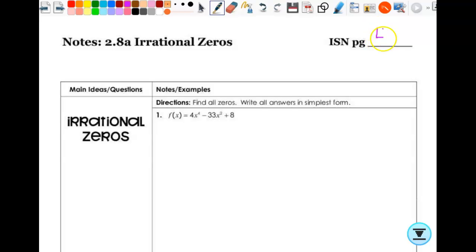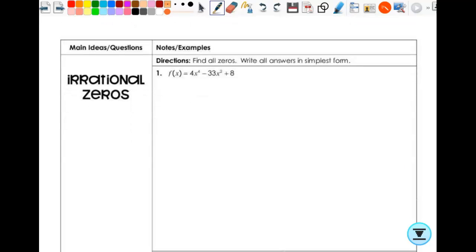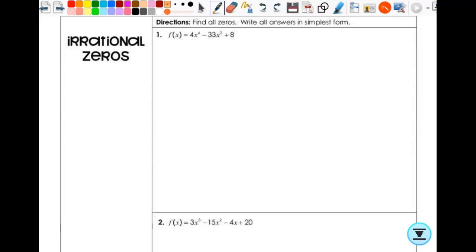So this is going on page 47 when we are done. Okay, irrational zeros, which I know you've already had to factor and use when you're doing some of your delta math stuff. So I was thinking this morning, I don't know why I don't do this way earlier on, but either way, let's talk about this. So it says to find all the zeros, and we're going to write our answers in simplest form. So we're going to have to factor.